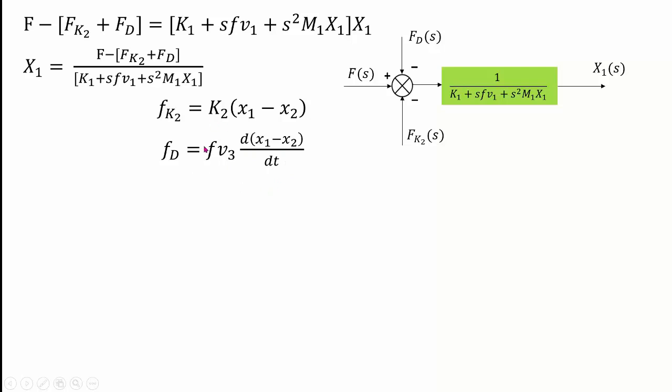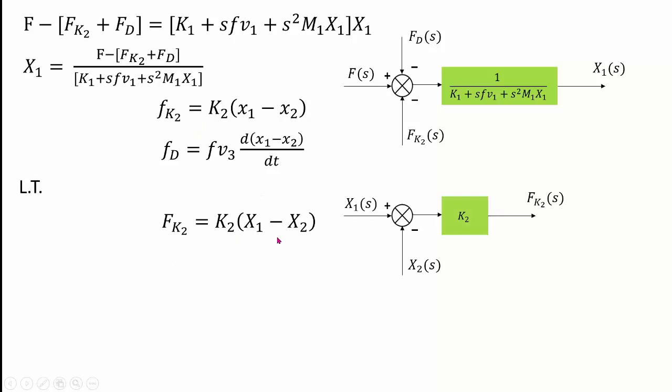So if you take the Laplace transform of these two terms, you get this value, and from this value you get the block representation with x1 and x2 fed to the comparator, x2 having a negative sign, and that is why a negative sign is taken here, multiplied by constant k2 to give you the final output fk2.